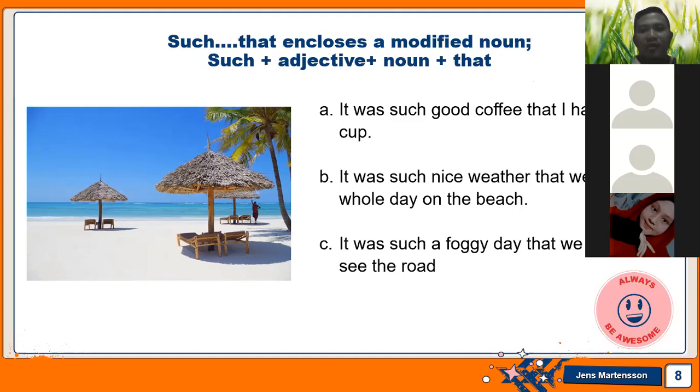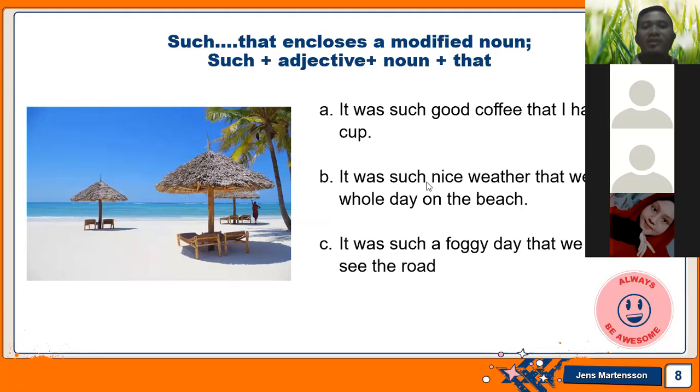Okay, and then remember you have to look at the noun here: is the noun countable or uncountable? Pay attention here. If you say "it was such a good coffee", is it a correct sentence or not? No, sir. No, why is it not correct? Coffee is uncountable, sir. That's right, because coffee is not countable. It is an uncountable noun. Very good.